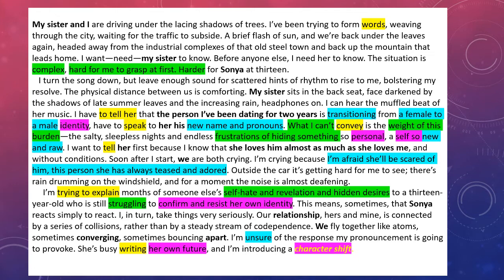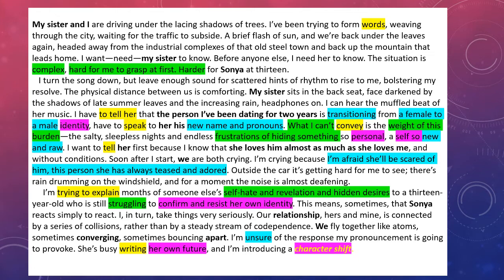I also have that pattern of seemingly imperfection or failure. It's still here in green. Complex, hard for me to grasp at first. Harder, burden, can't, frustrations, self-hate, revelation, and struggling. So that pattern holds true. I'm also finding what seems to be identity or experience. These ones are in purple. Identity, personal, self. Confirm and resist her own identity, her own future, and character shift. And I notice the purple and the yellow, the identity and language overlap.